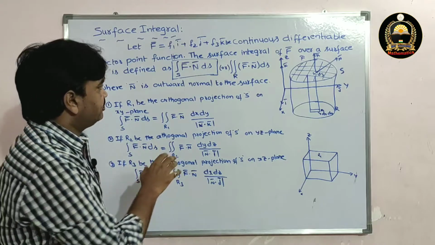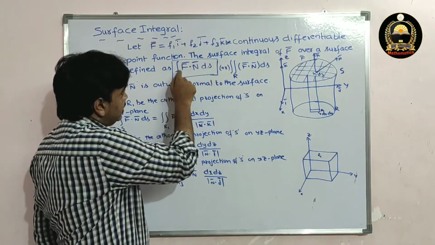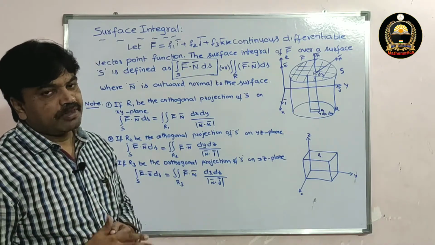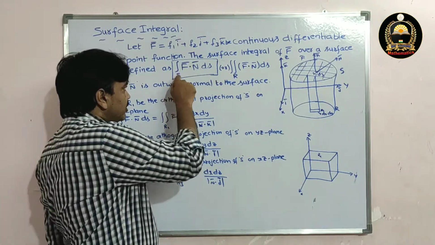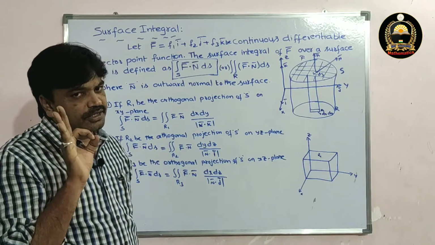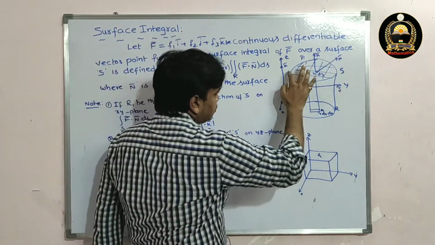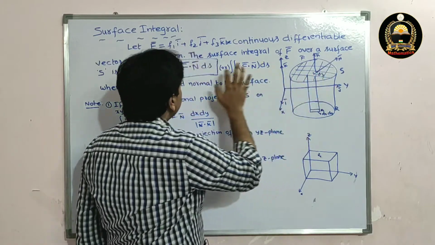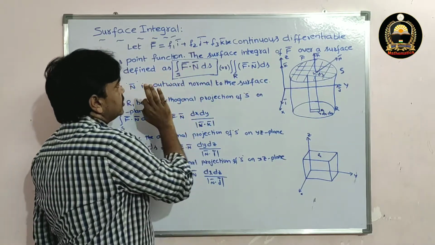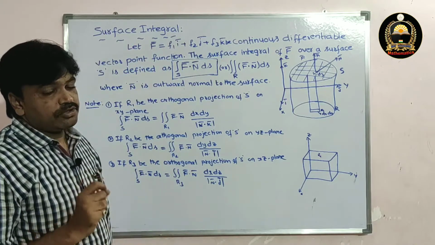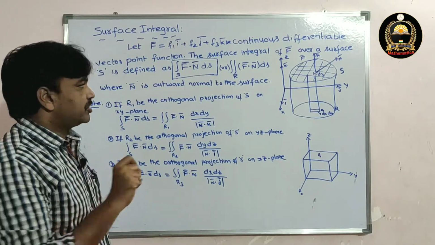Once again students, integral over S means it is double integration, where S is the surface. Now f bar: f bar is a given vector point function.